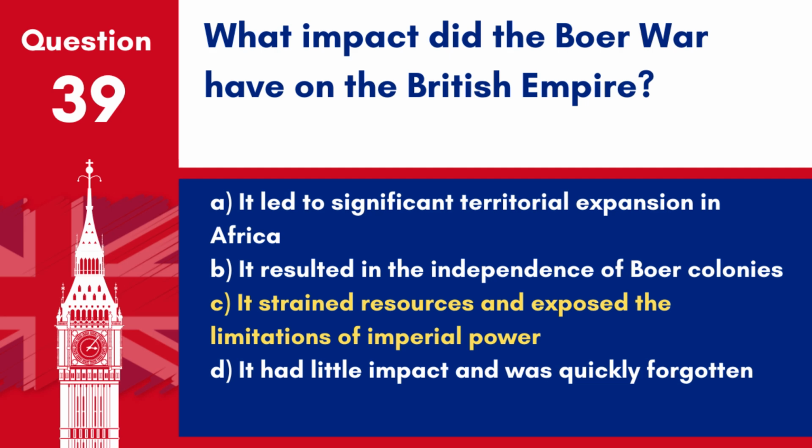The Boer War, fought between the British Empire and Boer settlers in South Africa from 1899 to 1902, was marked by fierce guerrilla warfare and exposed the logistical and moral challenges of maintaining an empire, leading to widespread criticism and a re-evaluation of imperial policies.